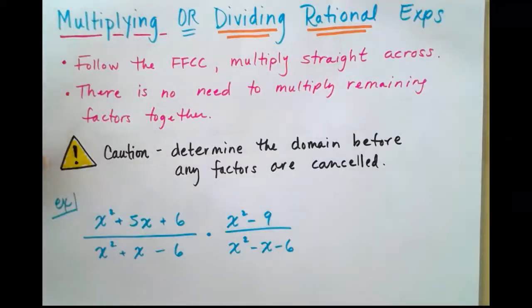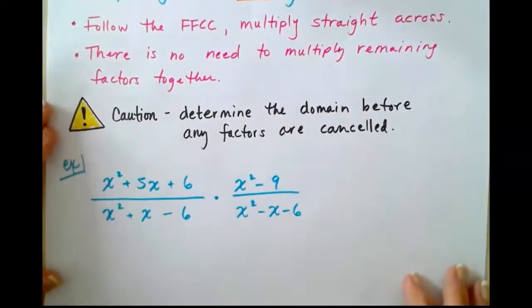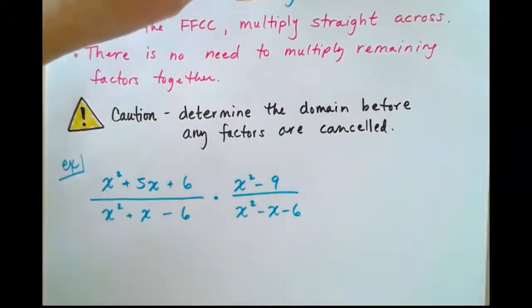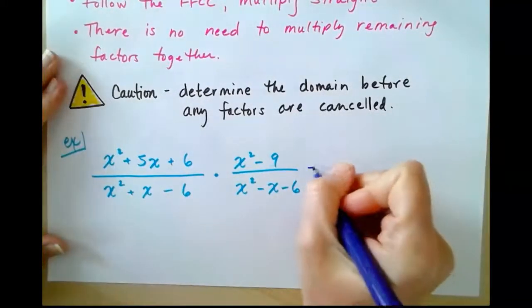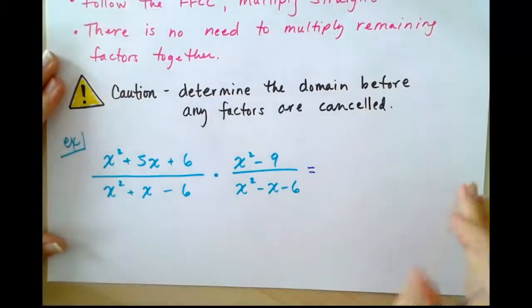And I say that, which leads to the caution sign here. You determine the domain before any factors are canceled. That's critical. So in this particular example, we're going to factor everything first. So let's go straight into factoring. And in this particular problem, I am going to work to the right here.